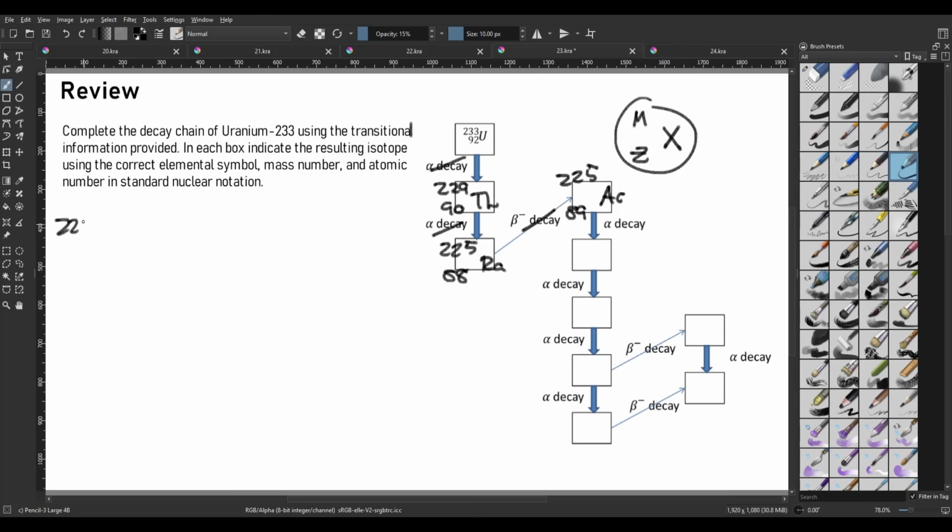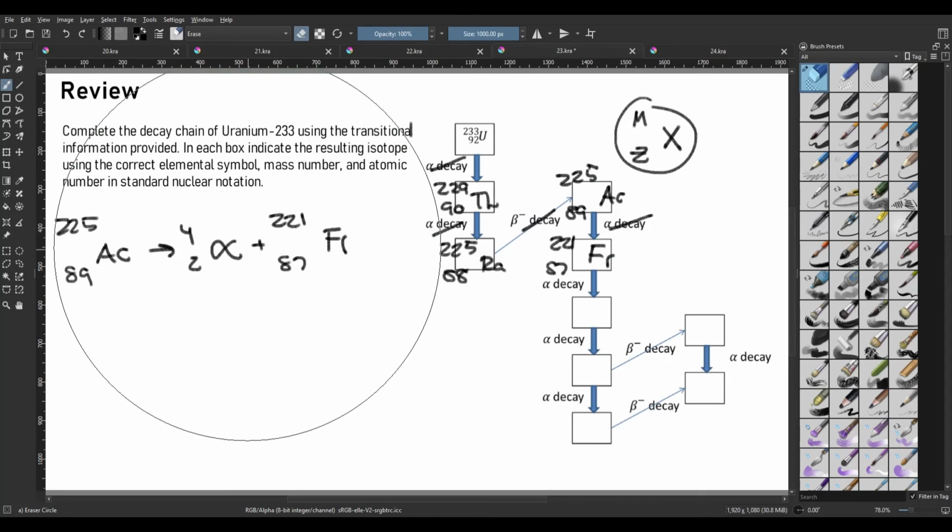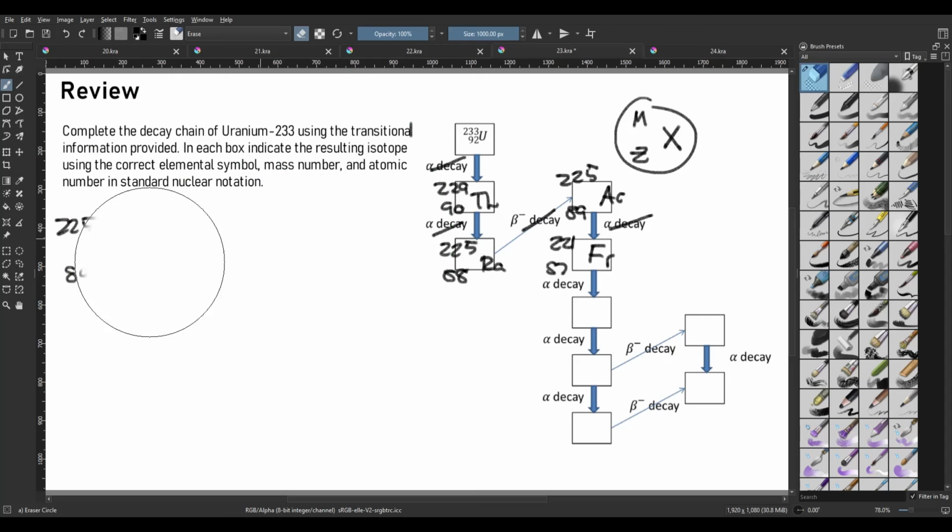So 225, 89, AC, alpha particle, so 4 over 2 alpha, 221, 87. 87 is going to be francium. 221 plus 4 is 225, so it's going to be 221, 87. Francium is in fact the biggest element, the largest element in the periodic table, in its non-ionized form.